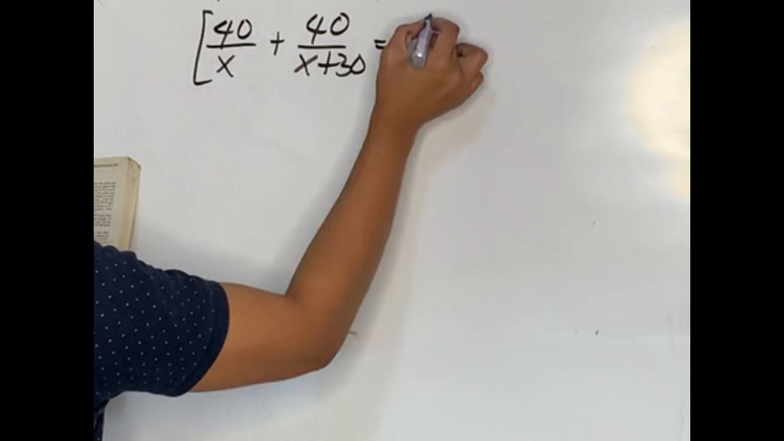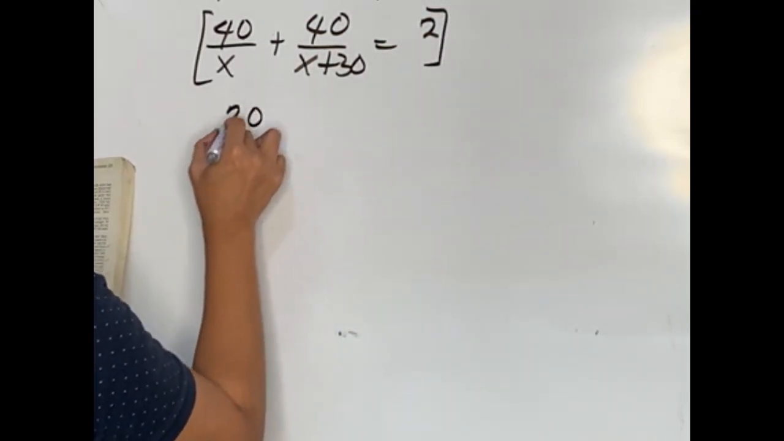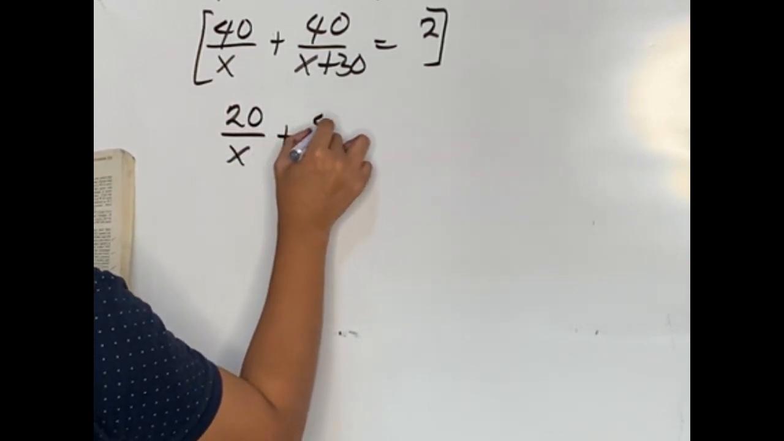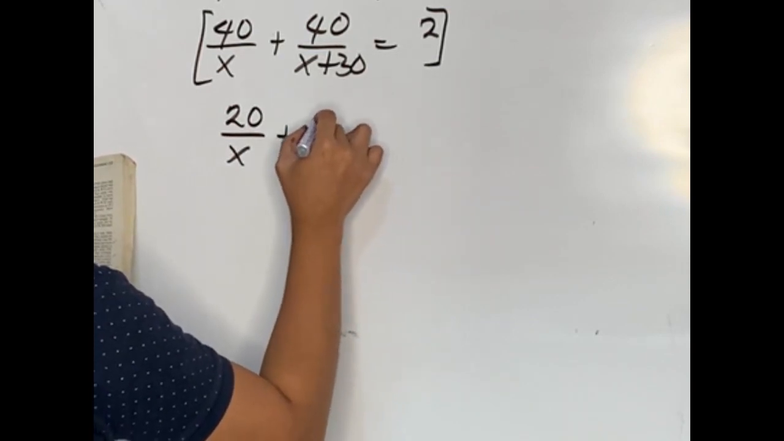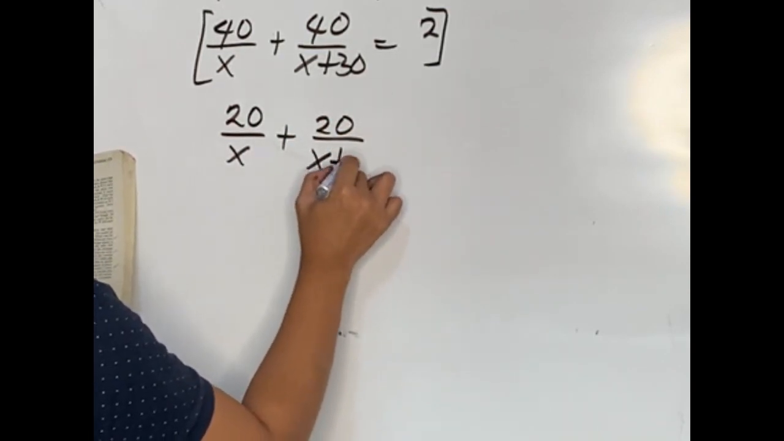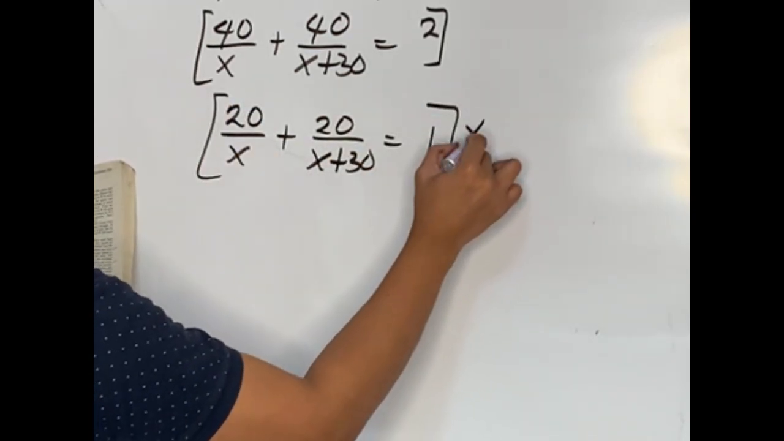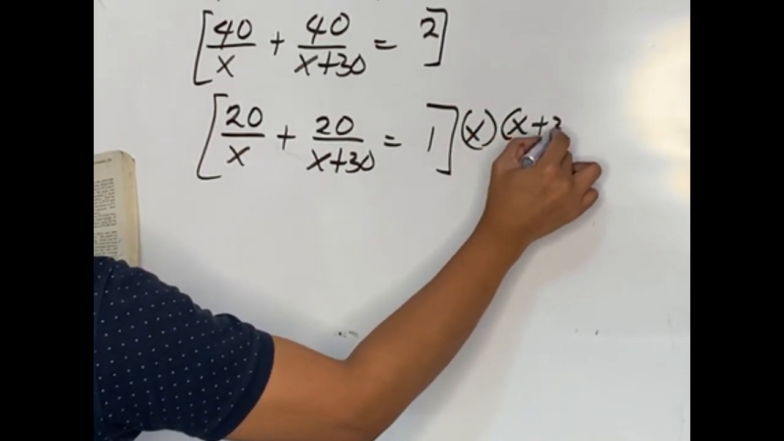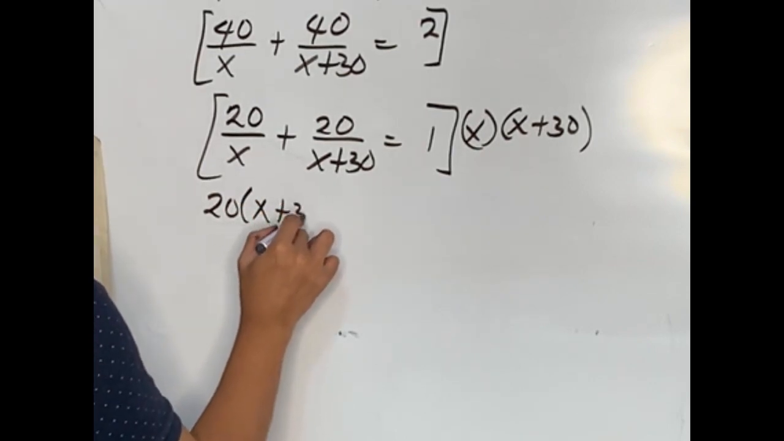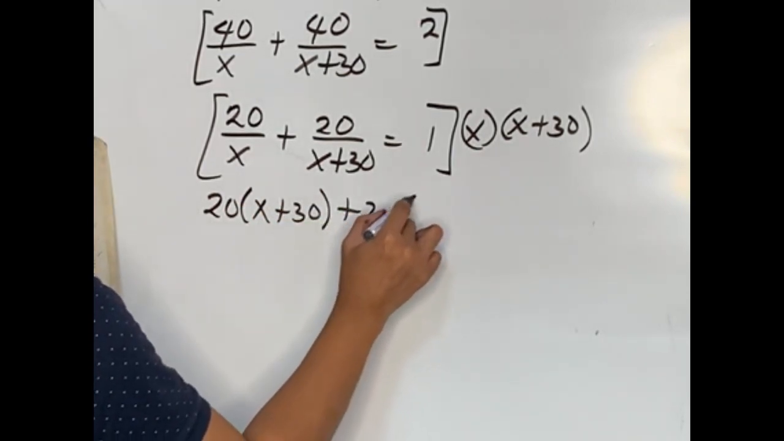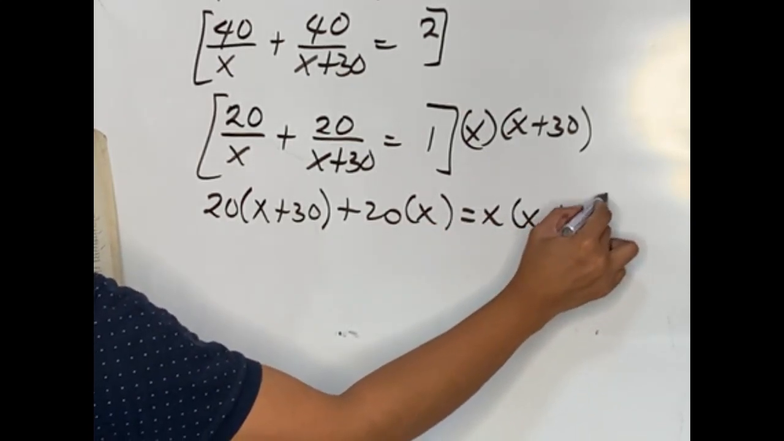So solving for x, we need to reduce our equation. Dividing all the numerators by 2, you will have 20 over x plus 20 over x plus 30 is equal to 1. Solving for x, multiplying x and x plus 30 in all the terms of the equation, you will have 20 times x plus 30 plus 20 times x is equal to x times x plus 30.